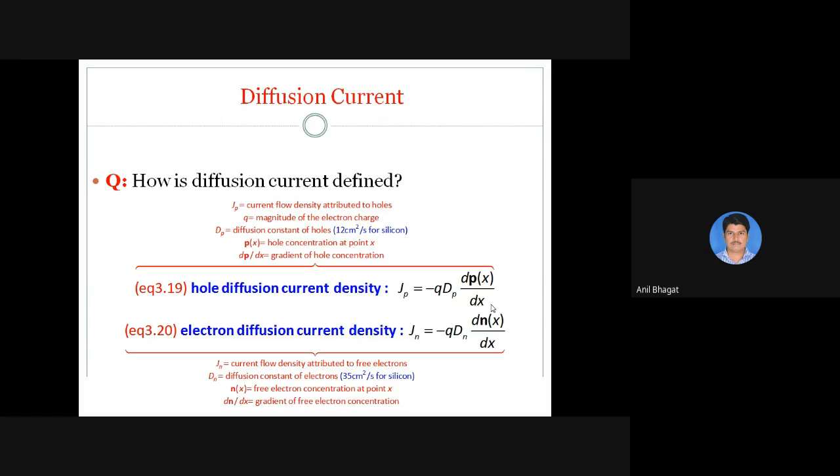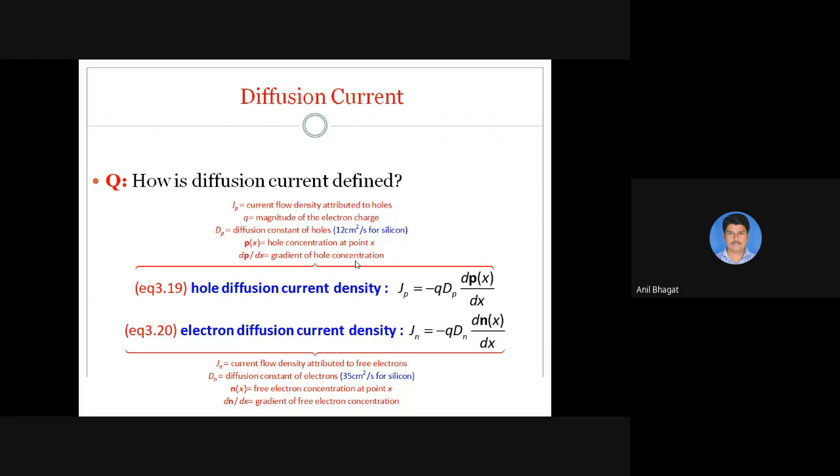GATE examination. So now Jp is the hole diffusion current density. Diffusion current density is equal to Q, the charge of the particle, multiplied by Dp. Dp is nothing but the diffusion constant of holes. I always mention the data here: Dp has a value of 12 centimeter square per second, and this parameter always cancels. So dPx divided by dx, where Px is nothing but the hole concentration at point Q, at the middle, at the left side, at the right side.